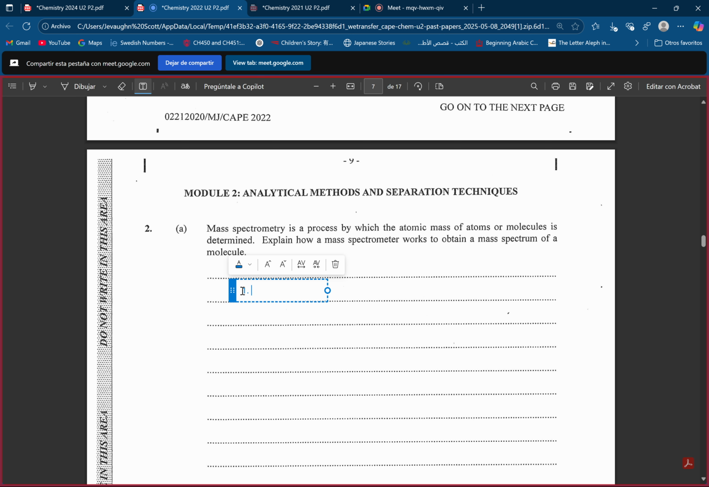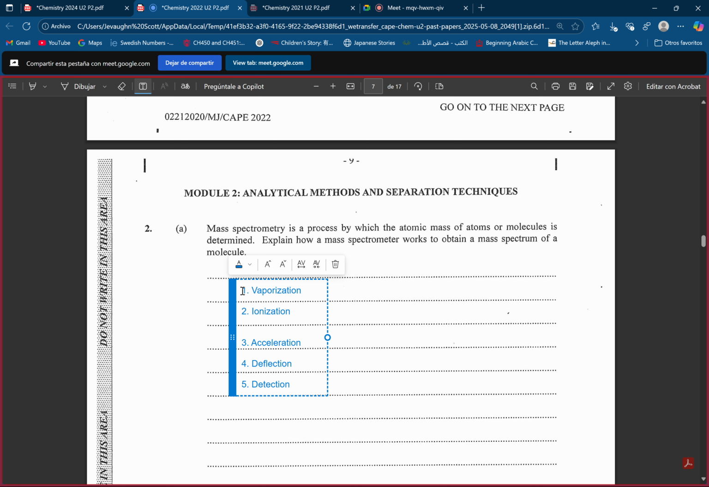Okay, so there's gonna be five, my bad. So ionization, then deflection, then five, which is detection. Lovely, five, lovely. So ionization, vaporization, we vaporize the molecule, right?